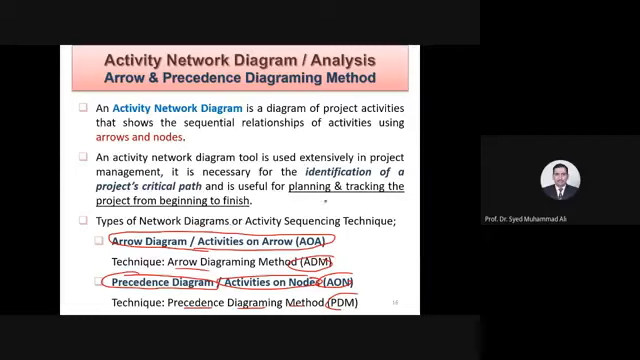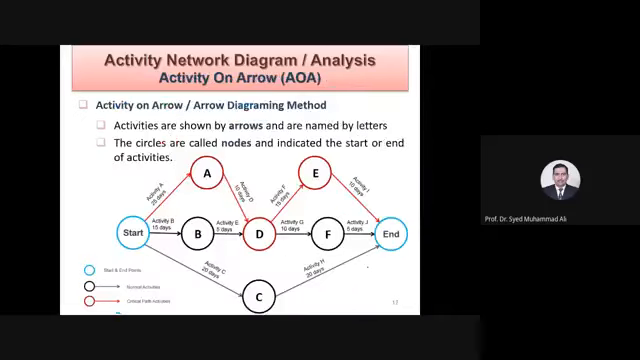Network means you're starting from point A, going to B, then C, and then D, and then going over here, then here, and something like that. So this type of activities are handled in two ways, two network diagrams. One is called activities on arrows, and the other is called activities on nodes. Just hold on. You see this one is activities on arrows.